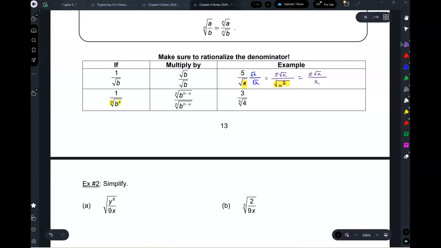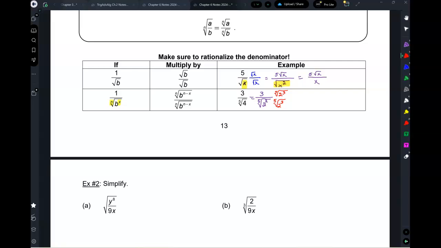Here I have 3 over 5th root of 4. What is 4 really? What is it made of? How many 2's? 2 2's. So let's just rewrite that: 3 over 5th root of 2 squared. I really didn't do any math there, right? I just rewrote. I have 2 2's in there. How many total do there need to be? How many more do I need to put in there? 3. So what I need to multiply by is 5th root of 2 cubed.